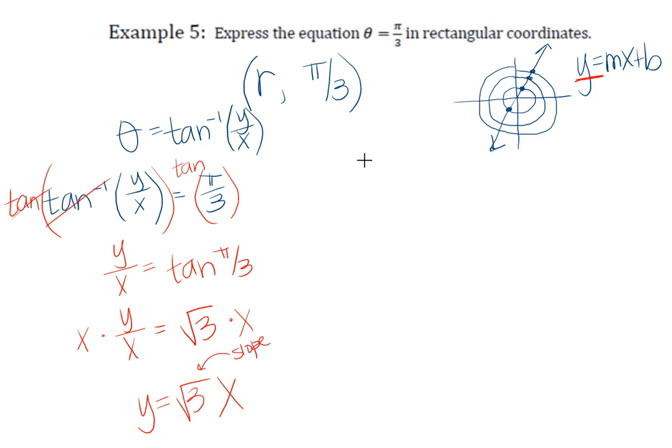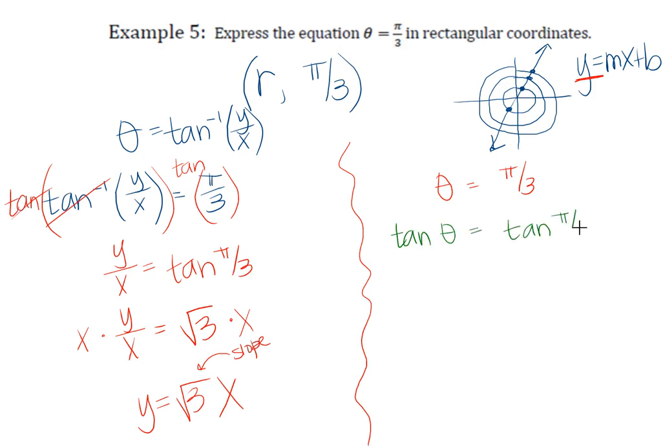Now, this isn't the only way to go about doing it. From the very beginning, when you had theta equals pi over 3, you also could have jumped to right here, just taking the tangent of both sides. So you could have said that the tangent of theta equals the tangent of pi over 3. And that's helpful because we know that the tangent of theta is y over x. So at this point, you replace it with y over x. Tangent of pi over 3 is root 3. And then you get the exact same answer. It's just a different path.